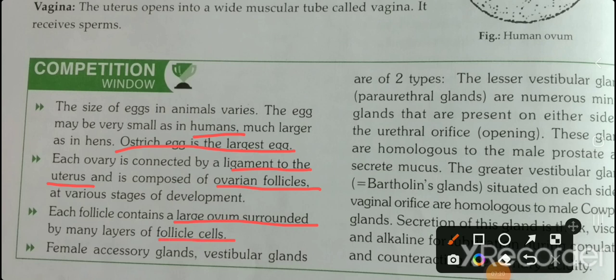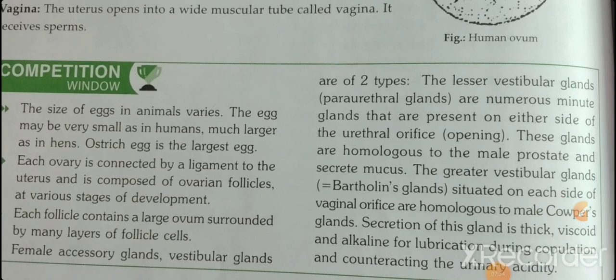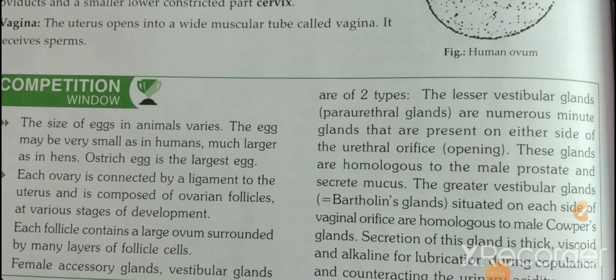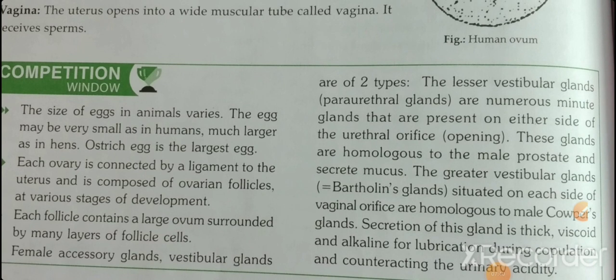follicle cells. So when we consider female accessory glands, vestibular glands, these are the two types of glands you can see in the female organ. Okay, so two kinds of glands, female accessory glands and vestibular glands. So what is their role?